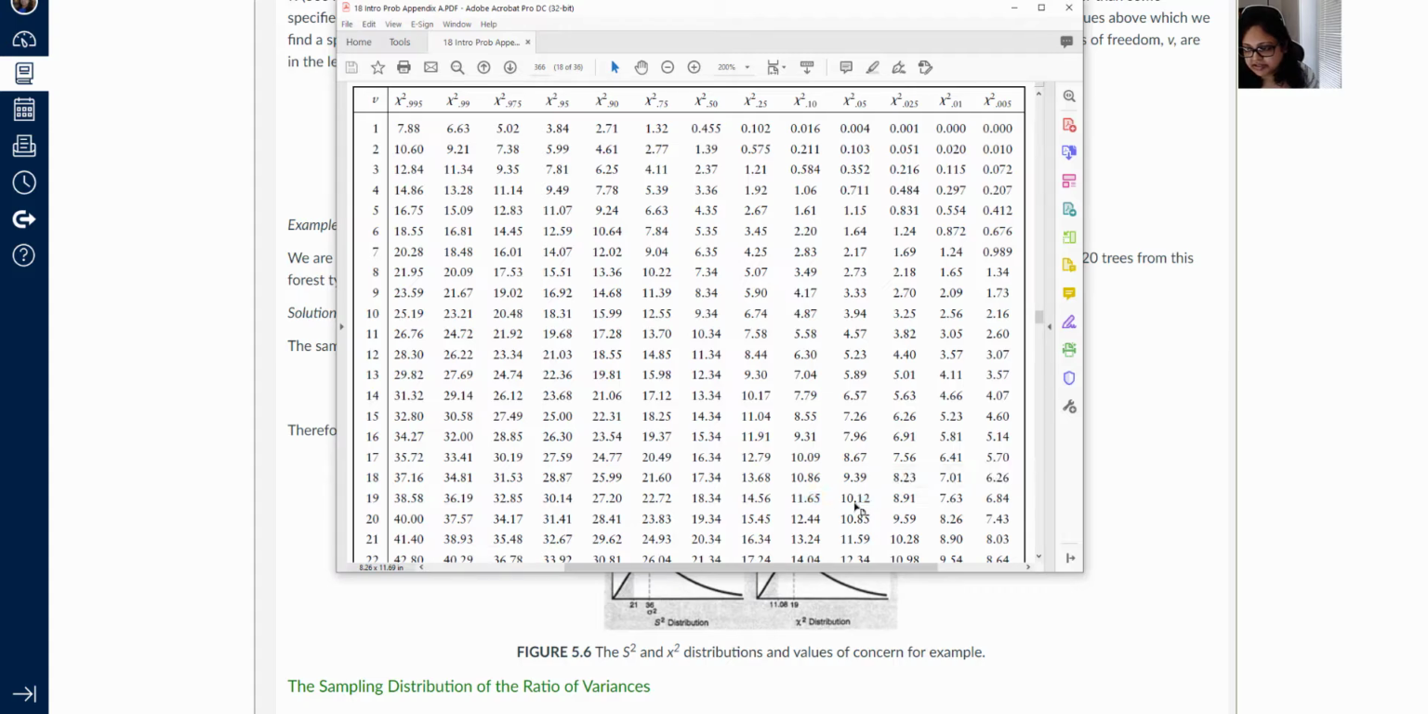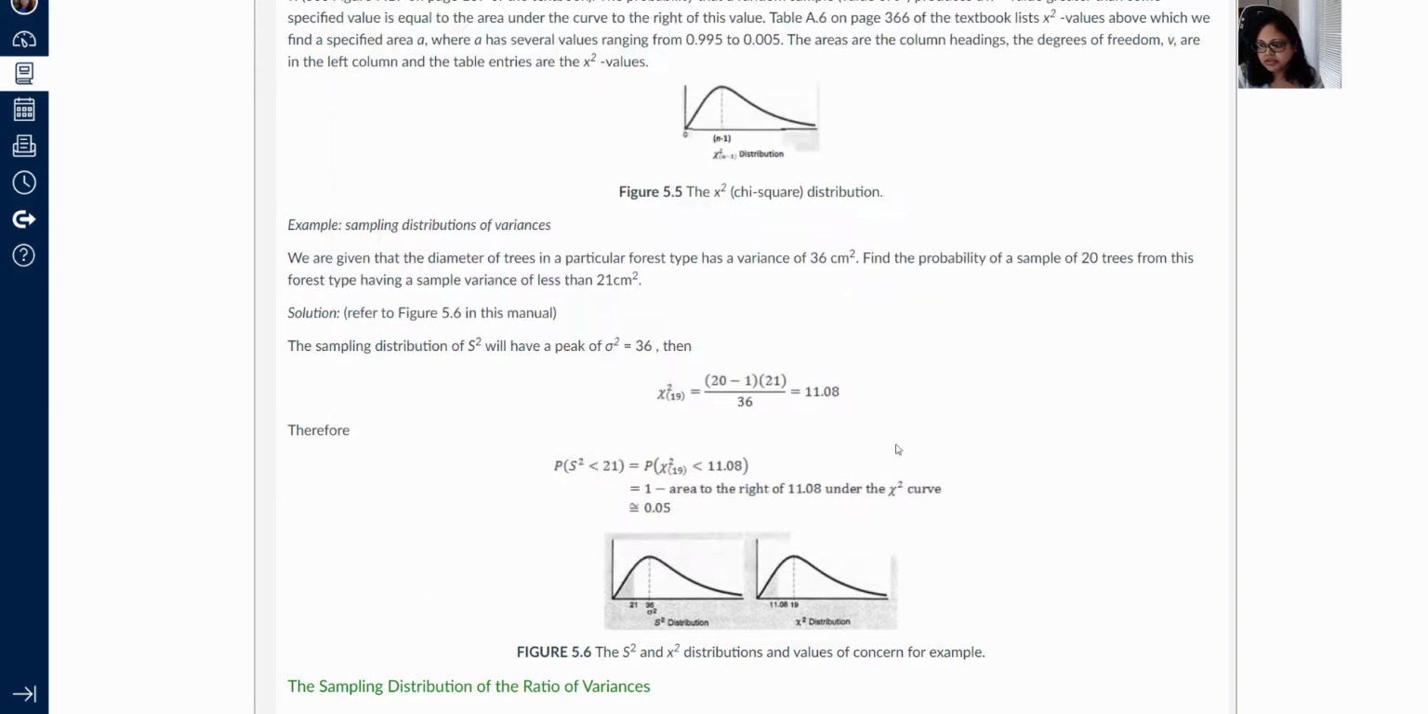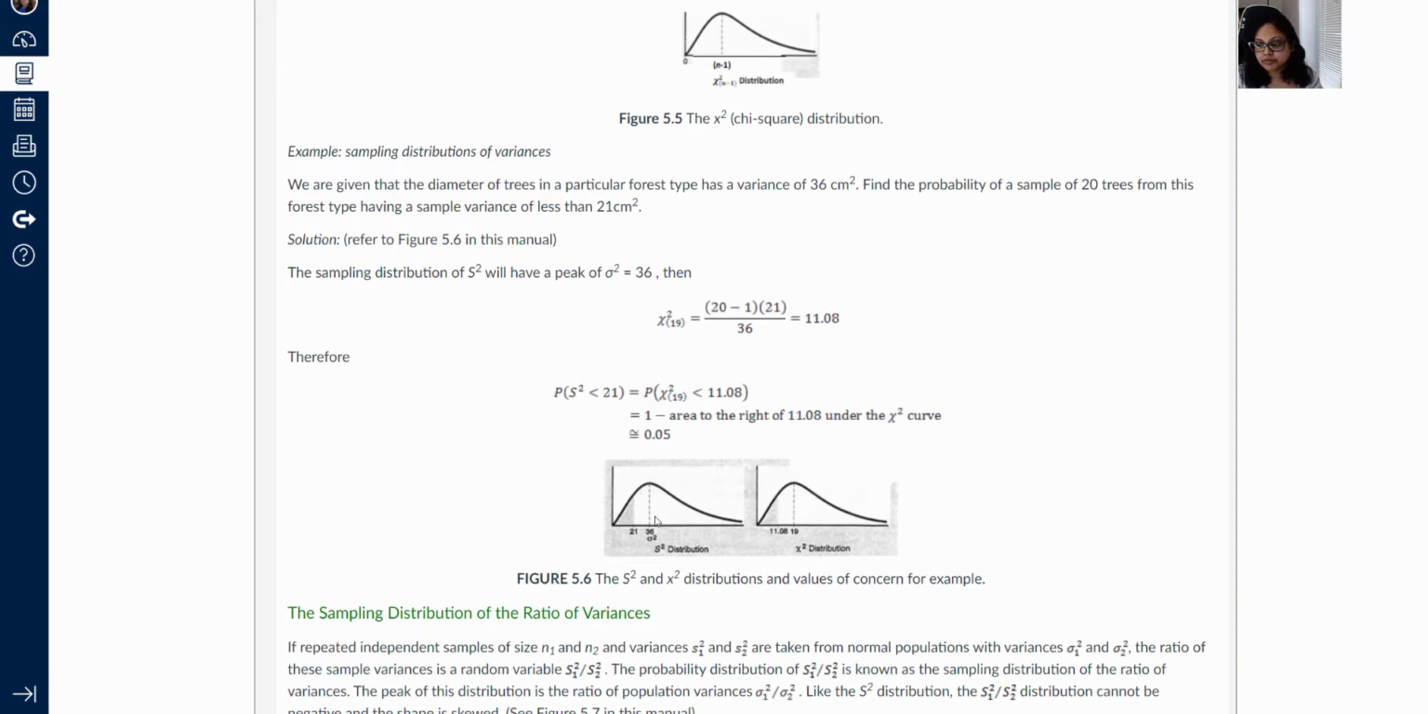Since it's 11.08, I'm using this one because it is closer, or you can use the upper one, but the probability will change. As with the T or Z table, if you cannot find the exact value, you can take the closest one. So I'm taking this closest one, the chi-square 0.5, the probability under this curve. You can see the chi-square table is giving me the less than area. So the probability would be approximately 0.05. It's not exact because we don't know the exact probability value.